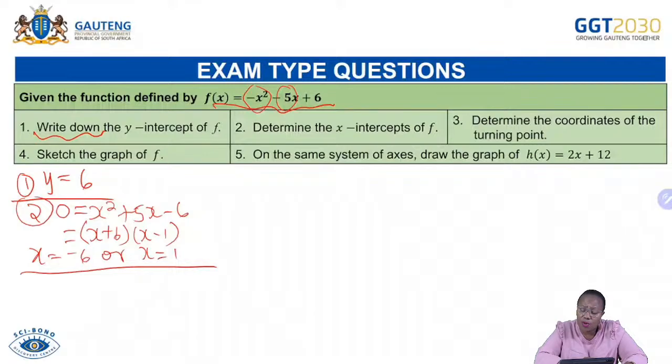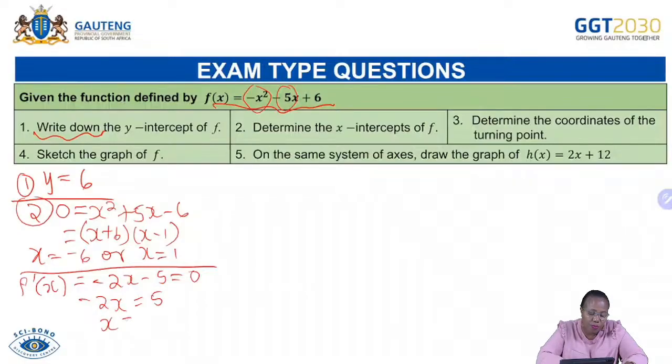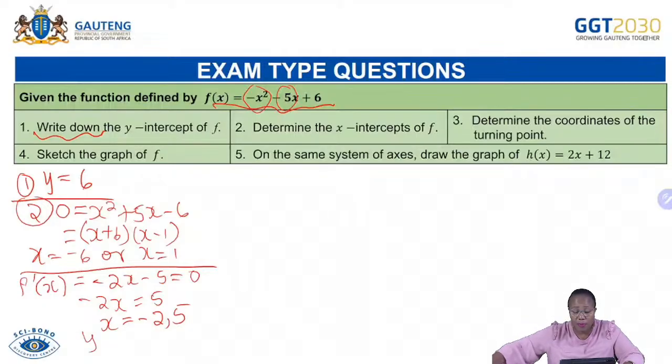And then number 3, coordinates of the turning point. Remember, you can differentiate f at x. That is equal to minus 2x minus 5. Let it equal to 0. Minus 2x is equal to positive 5. Divide by 2 both sides. This is a negative 2.5. Okay. And then substitute into your equation to get your y turning point for that parabola. And then you substitute into your f at x original grade 12 to get your turning point for that one.